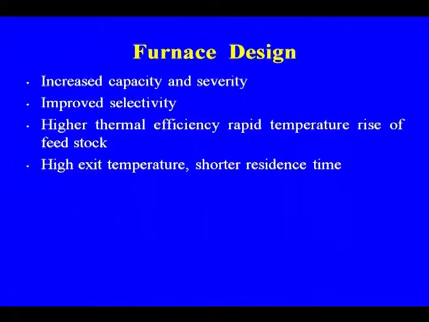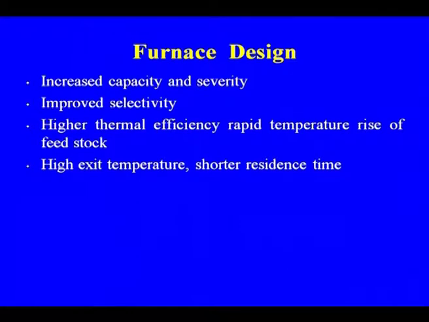So, in future we may have, just like FCC, a catalytic cracking process here also, which will definitely lower the temperature, and at the same time the purity of the product will be better. So, these are some of the major developments that have taken place, which I told you: increased capacity and severity, improved selectivity.